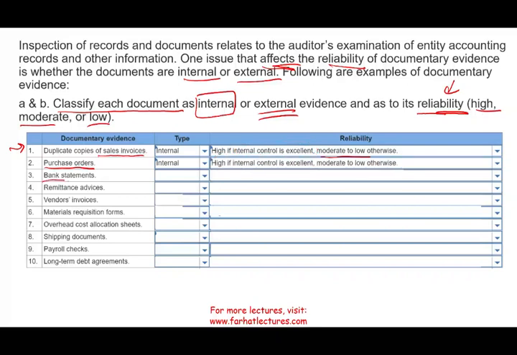Bank statement. Who issues the bank statement? Does the company issue the bank statement or does the bank issue the bank statement? Well, obviously, the bank statement is issued by the bank. It's an external document, and this is important.